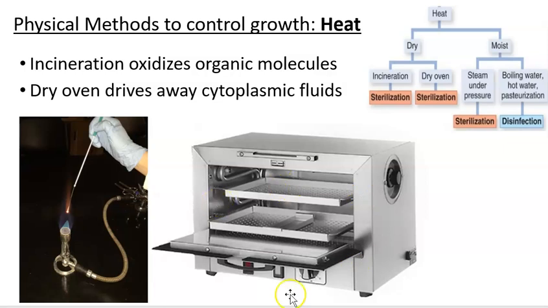If you put things into an oven and you dry them, you're going to drive away that fluid in the cytoplasm, and you're also going to cause damage to a lot of the cellular structure. So both of these can be used to get rid of the microbes that are out there. Certainly with the dry oven, it's going to take a longer time compared to incineration to get rid of the fluids that are available in the cells.